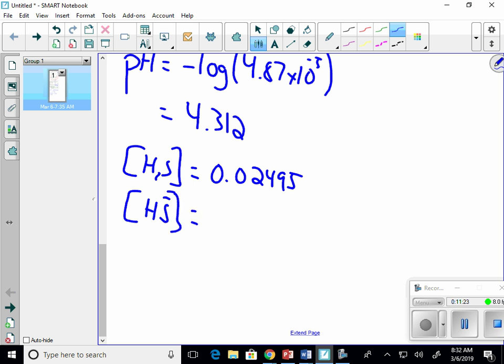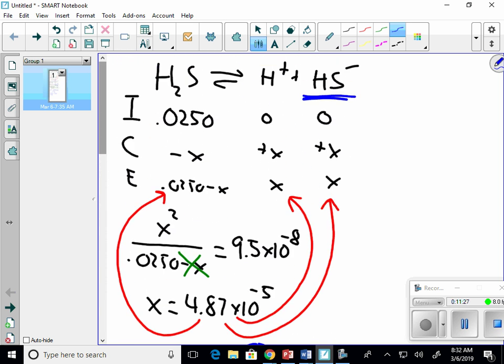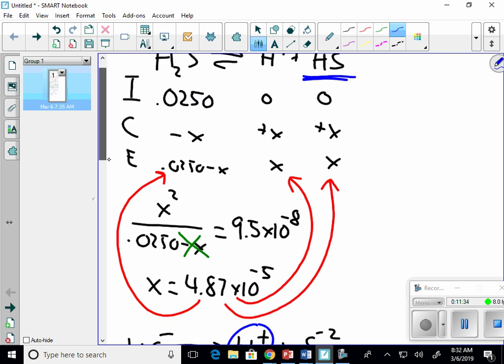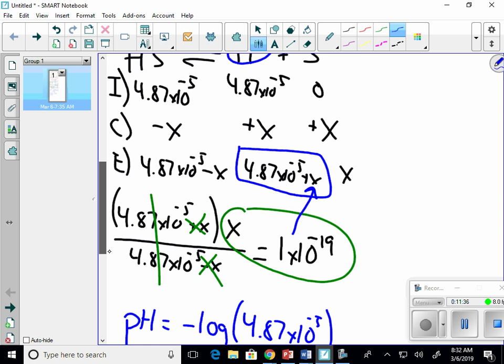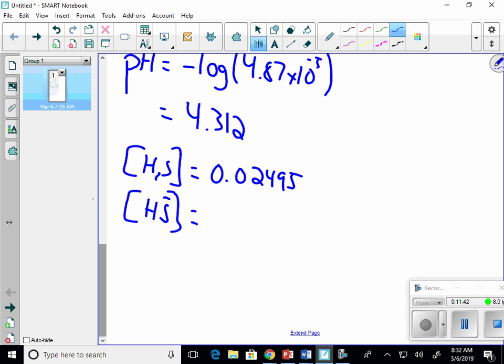The HS-. If I look back at all my organization here, I originally solved for HS- being X, that value at the bottom of the screen. But remember, I set up a second ICE table. But if I take 4.87 and I subtract that tiny amount, it's going to give me that. Similar thing can be said for the H+ concentration.